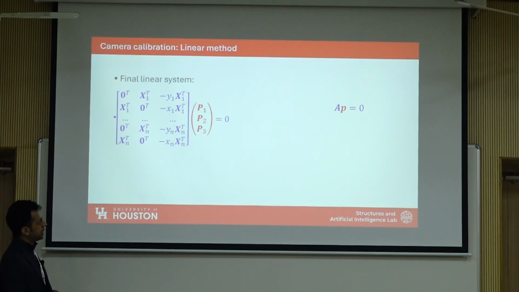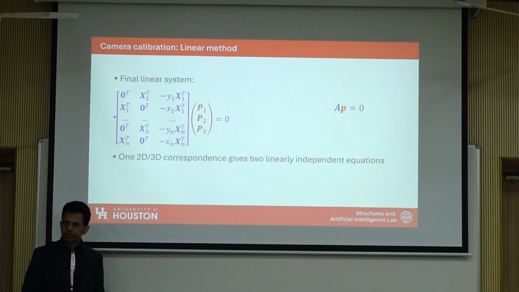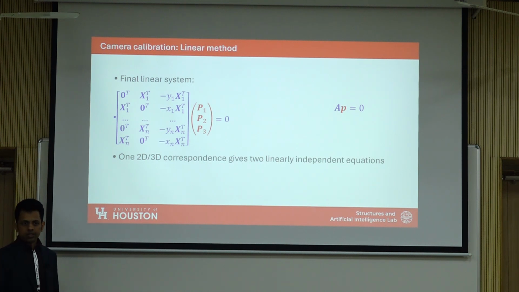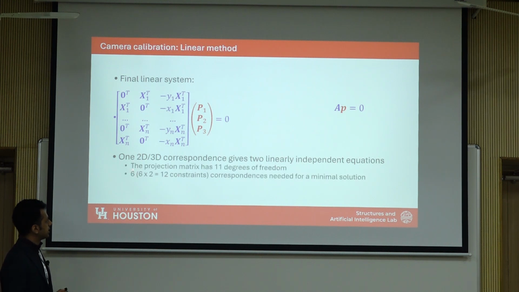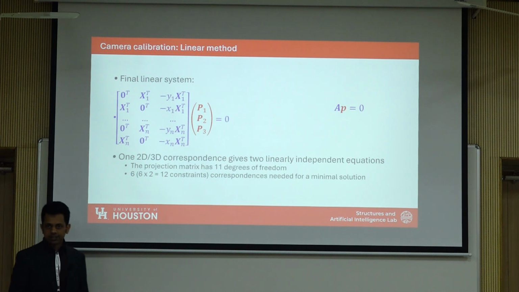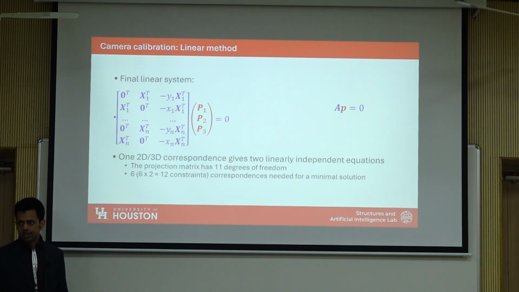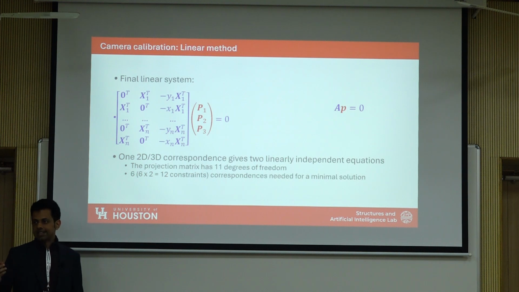So what does that mean if I need to solve for 12 unknowns? How many points do I need? 6, right? So I need 6. So the projection matrix actually has 11 degrees of freedom. One of the numbers is not degree free, so it's going to be normalized by that. So there's only 11 things that I need to figure out, but I still need the 12 constraints at least to get a solution to this problem, if I'm looking at correspondences.